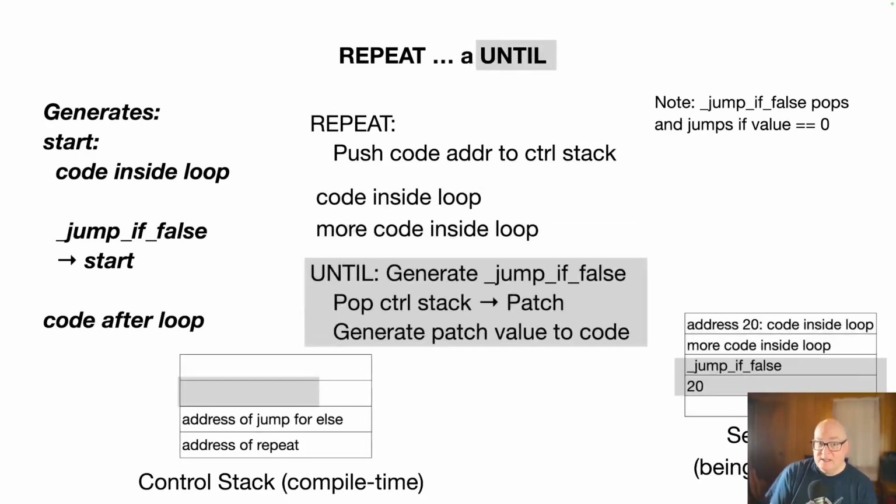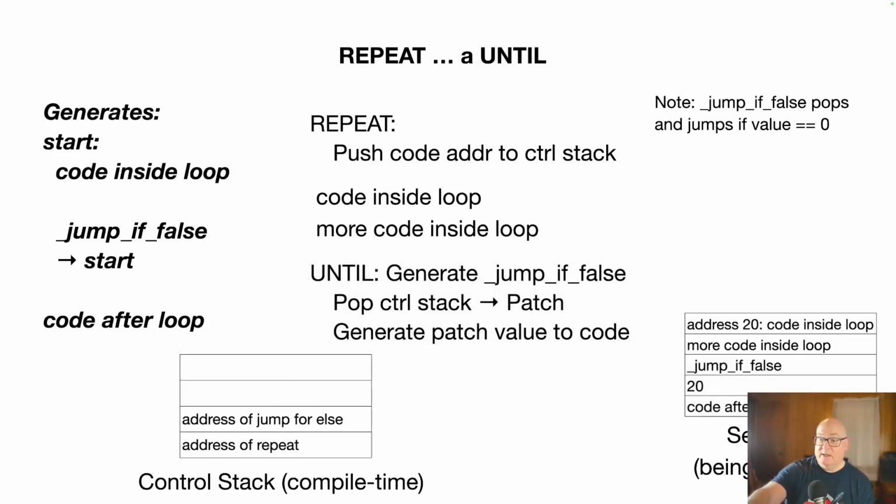Okay, then we get to the until, and until says, I'm going to generate a jump if false instruction, and where am I going to jump to? Well, I'm going to pop that off the control stack. It was address 20. And so I'll create the jump if false instruction followed by the 20 to represent address 20. And in effect, I've patched that code so it jumps to the right place. Okay. And so after that, there's code after the loop. We generate that in the secondary, and we're just going on with compiling at that point.